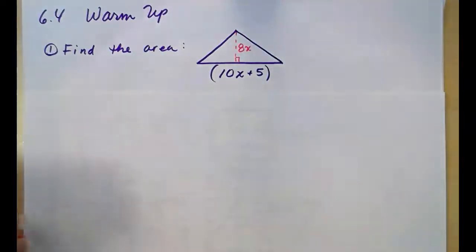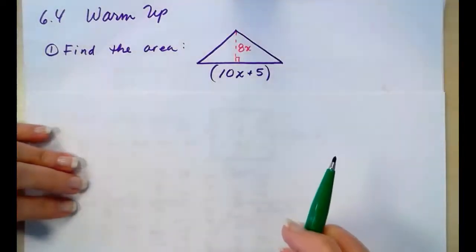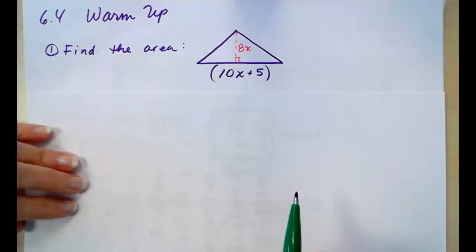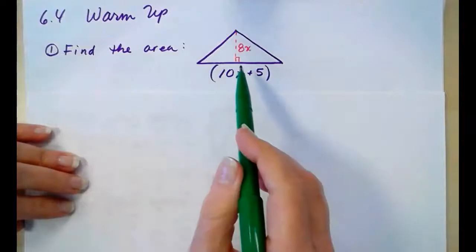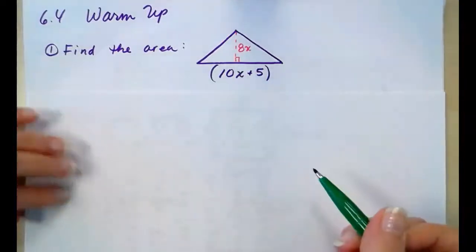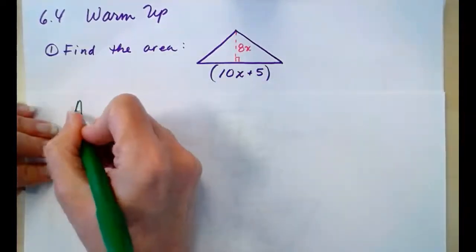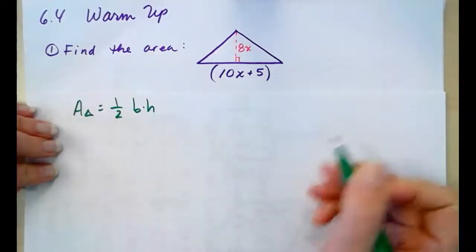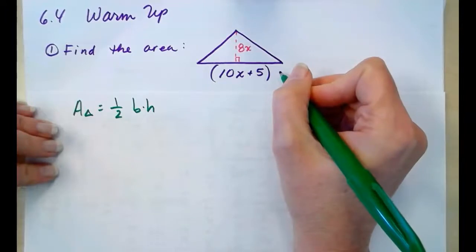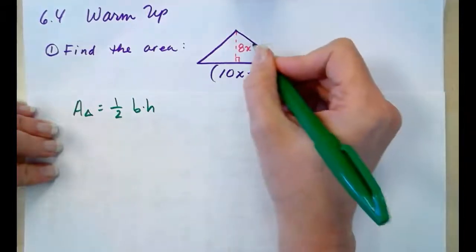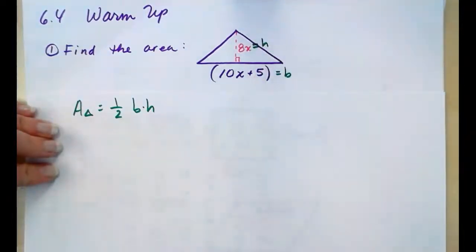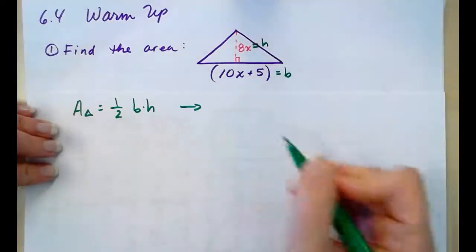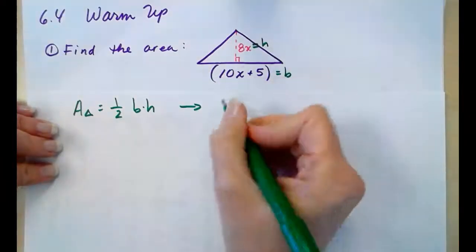Okay, Algebra 1, here is your warm-up based on the video that you should have watched last night. So we're going to find the area of this triangle. Remember that the formula for the area of a triangle is 1/2 base times height. So 10x plus 5 is our base and 8x is our height. And we are going to put that directly into the formula here.